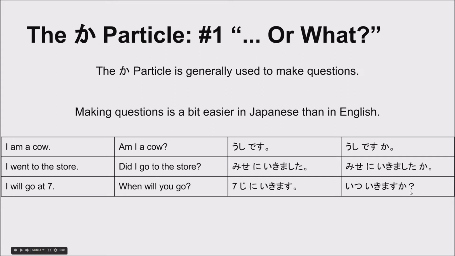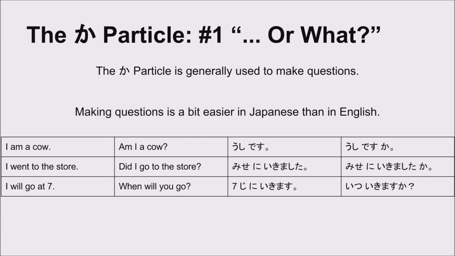Question marks do get used in Japanese, but that's more of a casual thing than it is a professional thing. So just once again, notice itsu ikimasu ka. The ka turns the sentence into a question. And honestly, you don't need the ka there. You could just say itsu ikimasu.